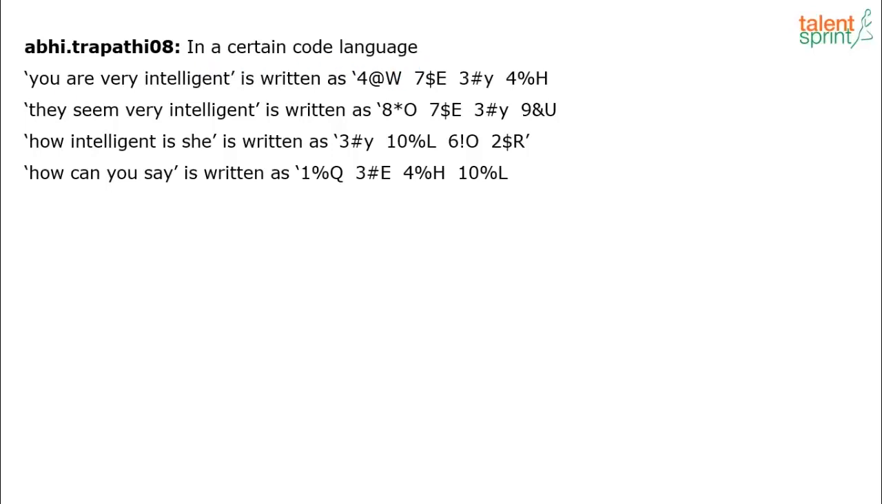In a certain code language, "you are very intelligent" is written as 4 @ W, $7 E, 3 # Y, 4 % H. Right? And then we have other statements also: "They seem very intelligent." "How intelligent is she?" "How can you say," etc.